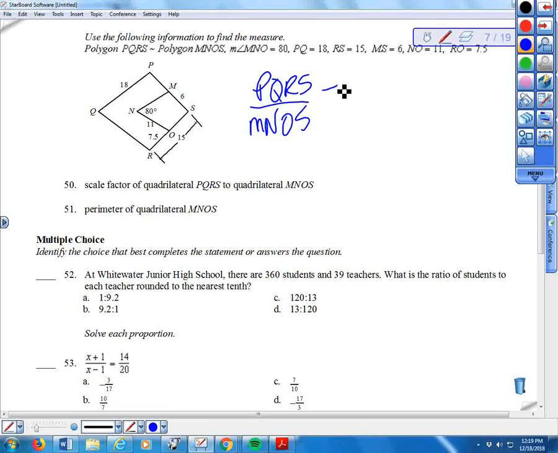MNOS goes on bottom. So I can just pick a side and then find its corresponding side in the other figure. So PQ is 18. Do I know this side? I don't. What do I know? I know this whole thing is 15. So what is this side? 7.5, because this is given to me. Right? So 7.5 is here. So I could write 15 over 7.5. My scale factor is 2 to 1.